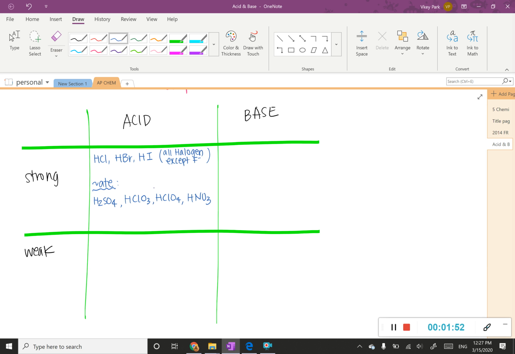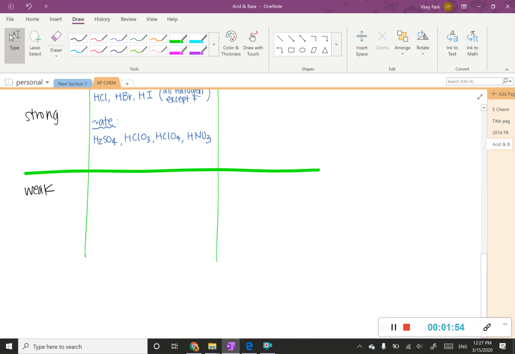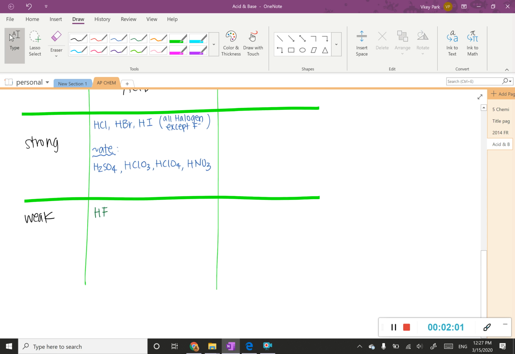So let's talk about the weak ones. The weak ones are going to be obviously HF, because this one did not fall under the category up here. And all the ones that end with an -ite suffix. So H2SO3, HClO, HClO2, and HNO2. Notice how these are all partners. Do you see that? The more oxygens you have, the stronger they are.